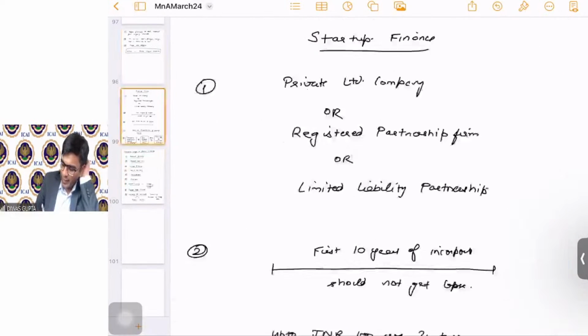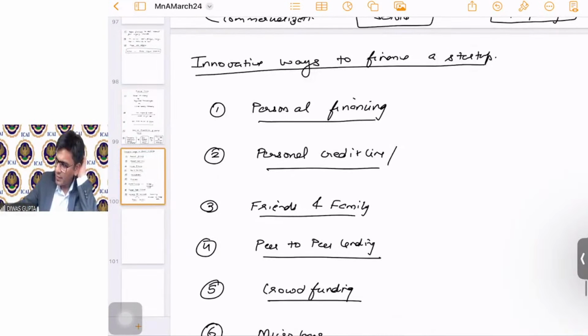Okay, students. So these are the innovative ways to finance a startup. Yes, Shruti, that is correct. So these were the innovative ways to finance.